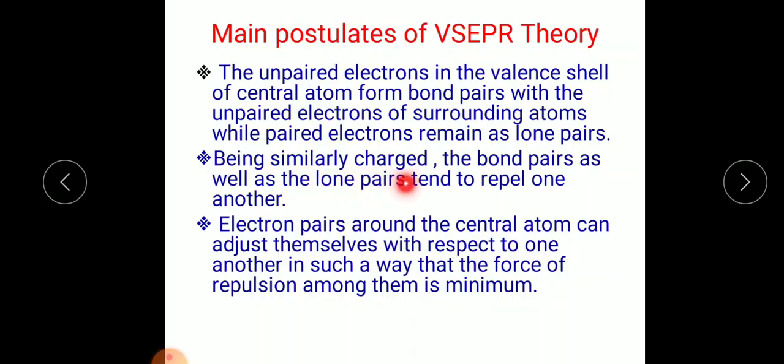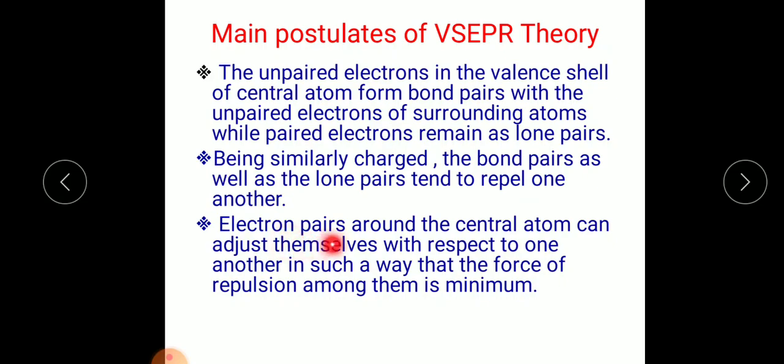Second, being similarly charged, the bond pairs as well as the lone pairs tend to repel one another. Both of them consist of electrons, which are negatively charged, so they repel each other.